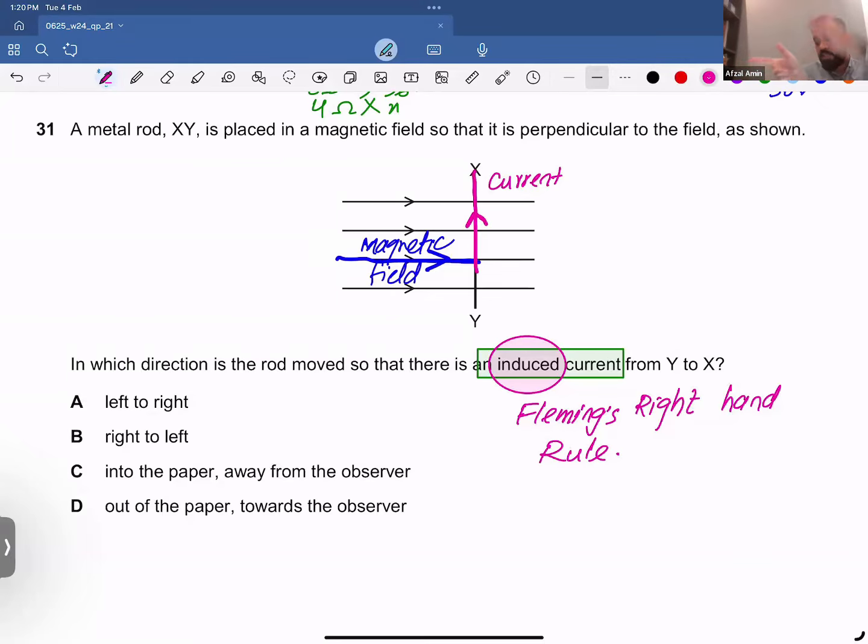Okay, now for the current, keeping this index finger to your right side, you will make the current up. So like that. The index finger is towards your right, the second finger is towards the top of the page, so the thumb is facing your eyes. So the thumb is facing my eyes, so it is out of the paper. So you will choose out of the paper, my dear students. So 31, I just explained to you, out of the paper. Fleming's right hand rule. After that, question number 32.